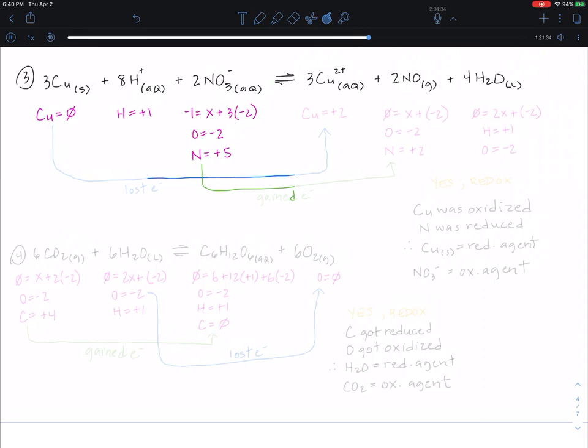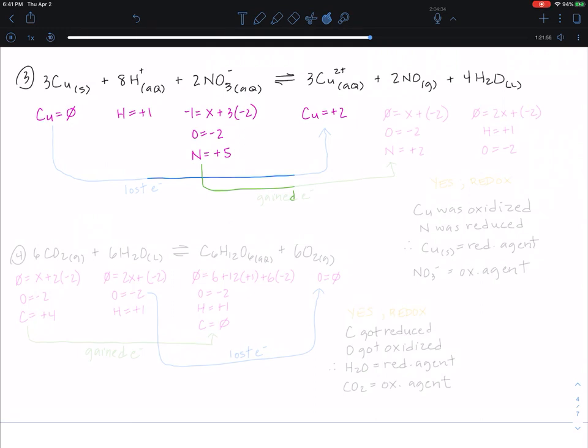Over here on the product side, we've got the copper, and the oxidation state equals the charge for these monoatomic species. So right away, you can tell this is going to be some sort of redox reaction, because the copper went from copper zero to copper positive two. So we've oxidized the copper. But what about over here?